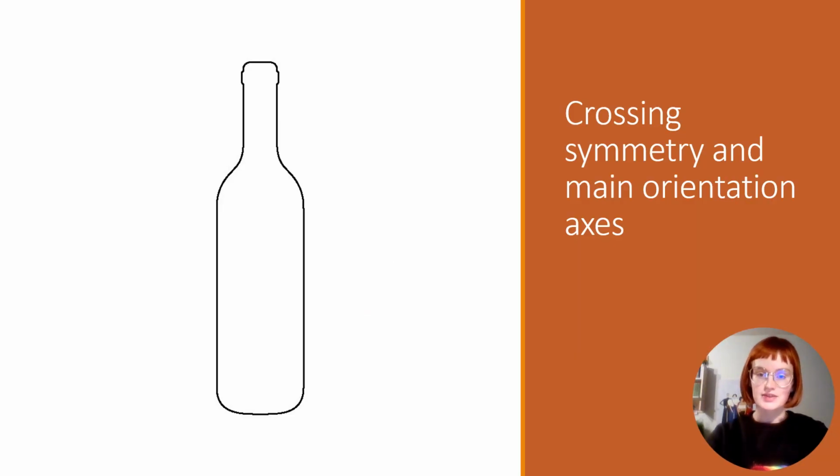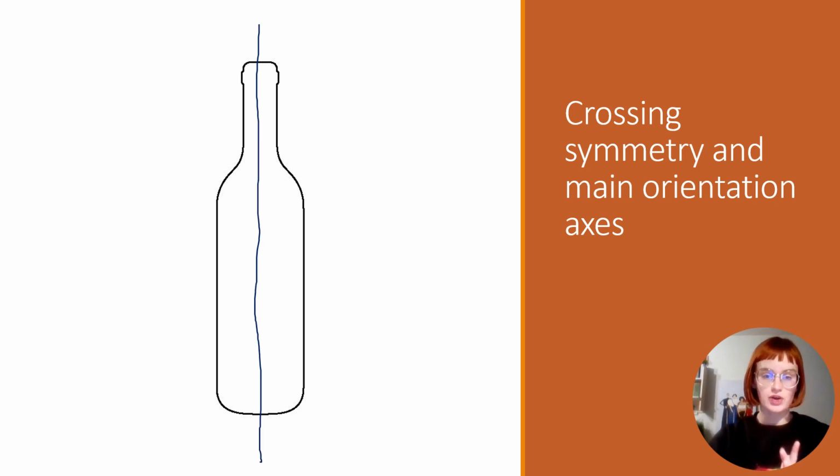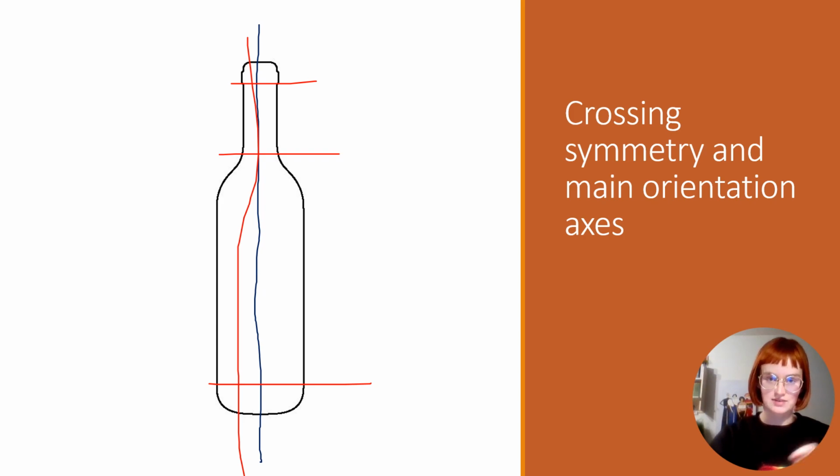The next factor is that of crossing symmetry and main orientation axis. If you draw an orientation axis here, it would probably be something like that. And the researchers have noticed that usually when there is such an obvious symmetry axis, it is segmented in the opposite way. So segmentation would be here, or maybe here, but very rarely here. So crossing symmetry is very common in segmentation.